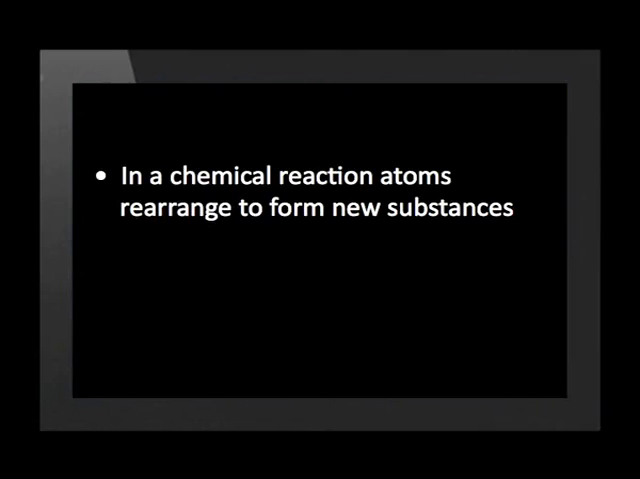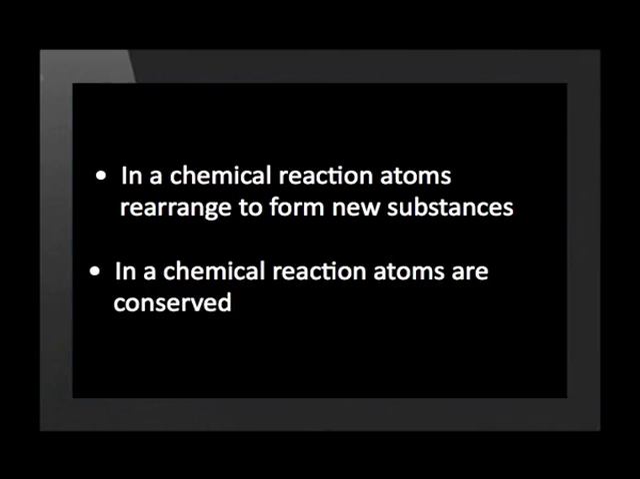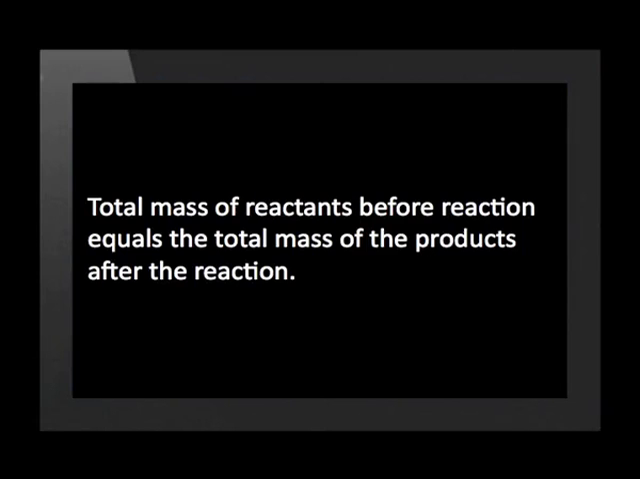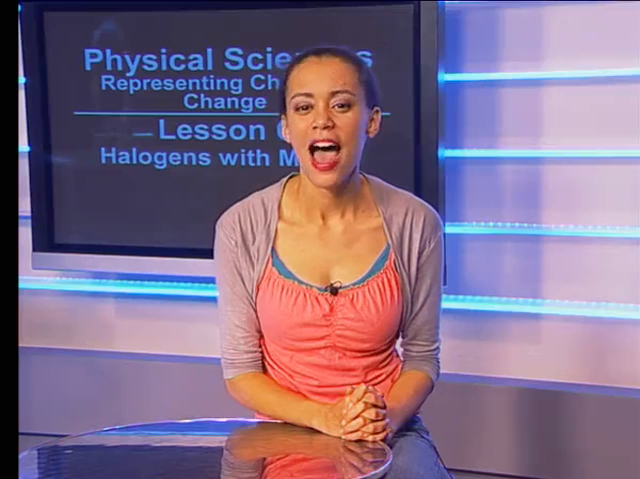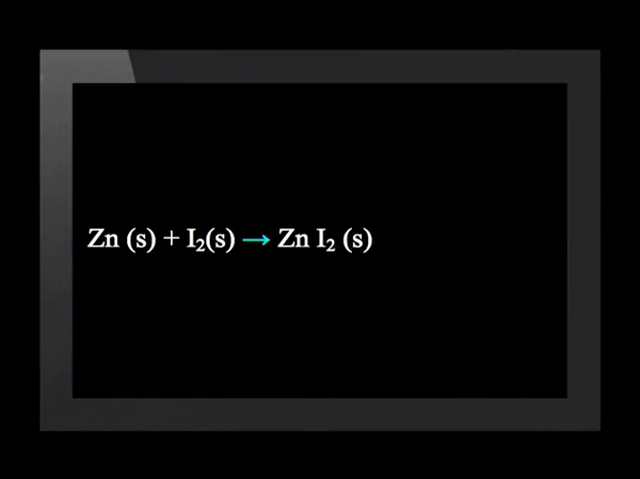During a chemical reaction, the atoms of the elements in the reactants rearrange to form new substances. And in a chemical reaction, the atoms are conserved. If atoms are conserved, the total mass of the reactants before the reaction must be equal to the total mass of the products after the reaction. Let's look at the balanced chemical equation for the reaction of zinc with iodine. The equation is Zn reacts with I2 to form ZnI2.